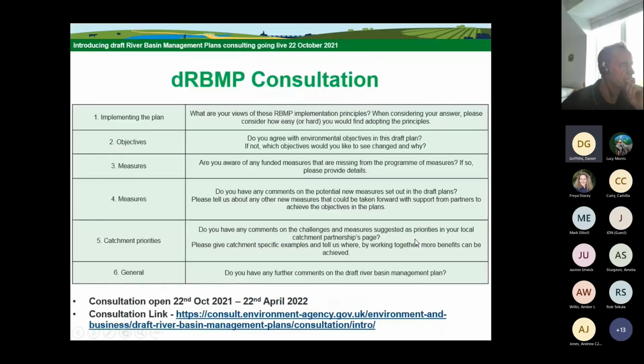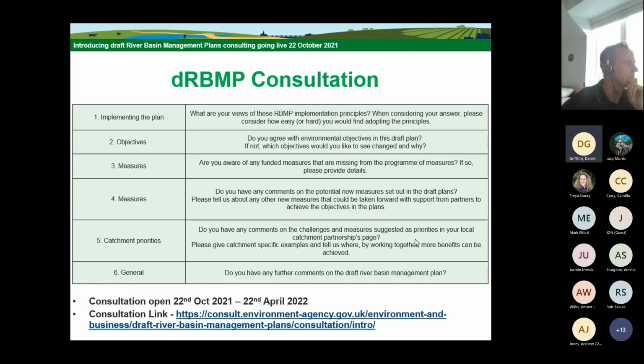And now I'm going to have a quick look at the consultation questions. So the consultation is open now. It has been since the 22nd of October, and it's running through till April the 22nd next year. It's an online consultation on the Citizen Space website, and when you have a look through the consultation, it's quite helpful in that it provides links out to the various pieces of information that you need to answer each question. So it kind of glues everything together a little bit and helps with finding the information.